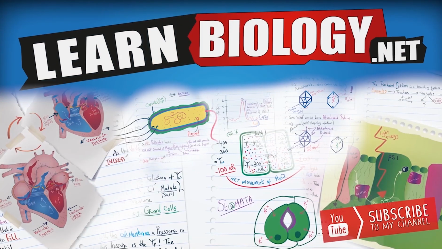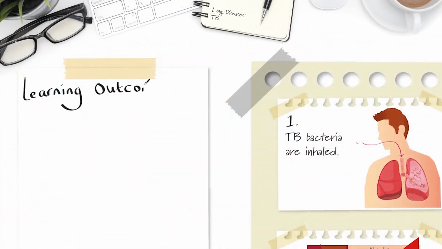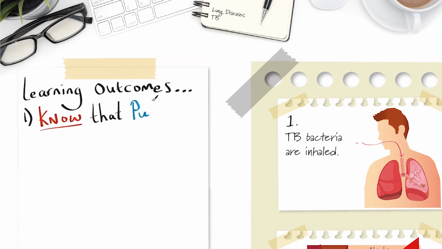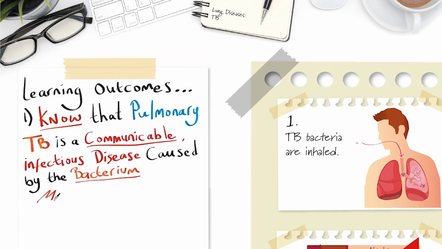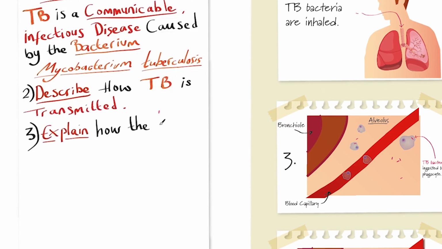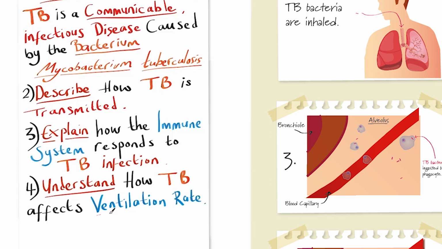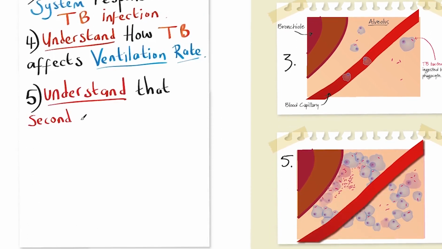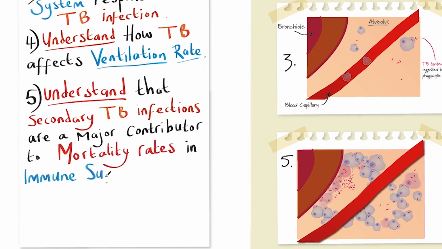I'm Frankie, and in this revision session, we're going to take a look at tuberculosis. Your learning outcomes are: number 1, know that pulmonary TB is a communicable infectious disease caused by the bacterium Mycobacterium tuberculosis. Number 2, describe how TB is transmitted. Number 3, explain how the immune system responds to TB infection. Number 4, understand how TB affects ventilation rate. And number 5, understand that secondary TB infections are a major contributor to mortality rates in immune-suppressed patients.